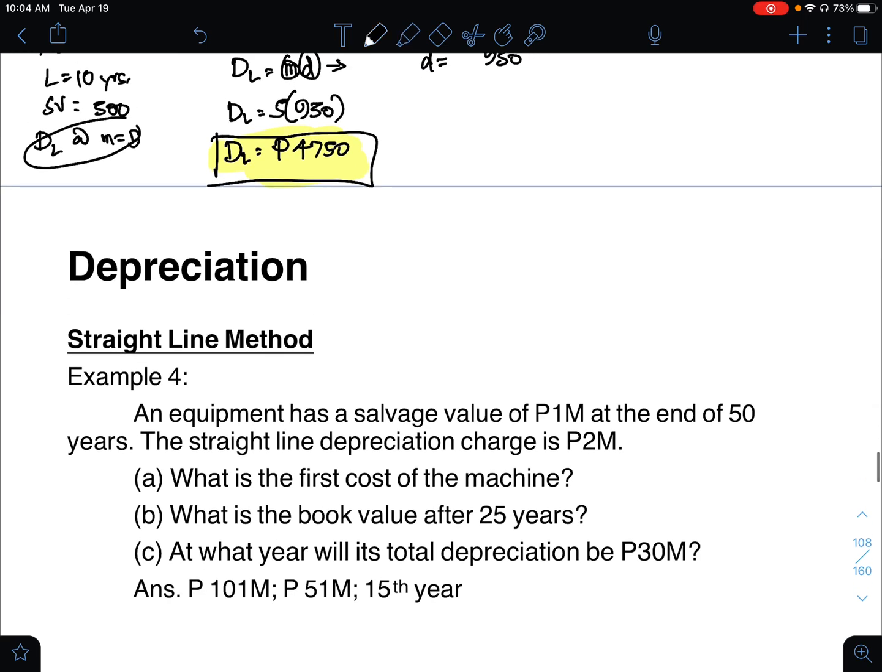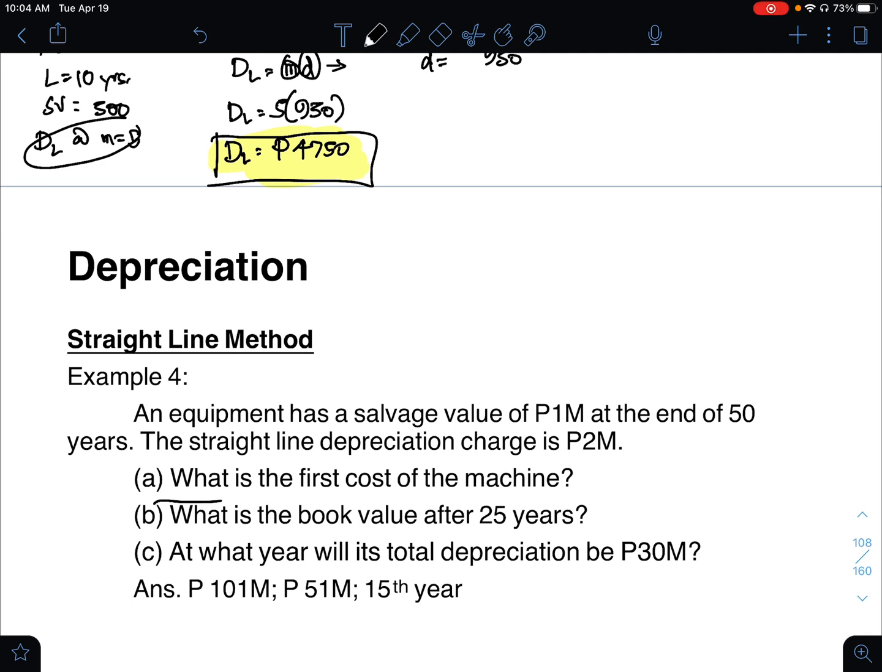Now number 4. Number 4 is an equipment that has a salvage value of 1 million at the end of 50 years. So its salvage value is 1 million at 50 years, and the straight line depreciation charge is 2 million. The question is how much it cost when it was first bought, so the first cost of the machine.